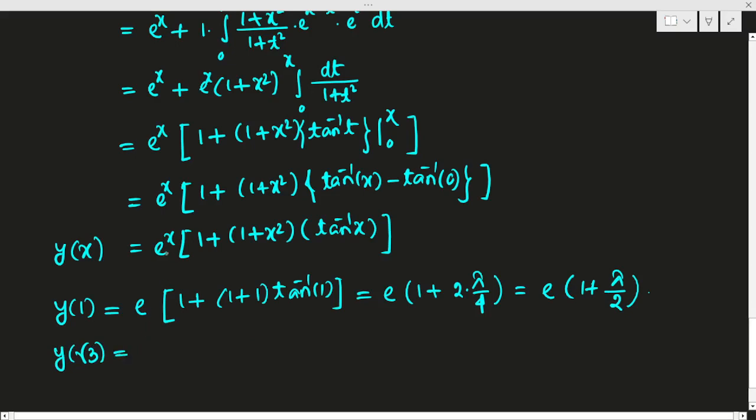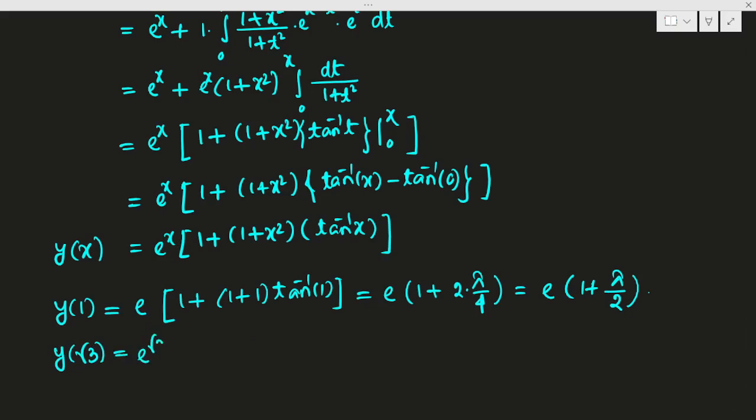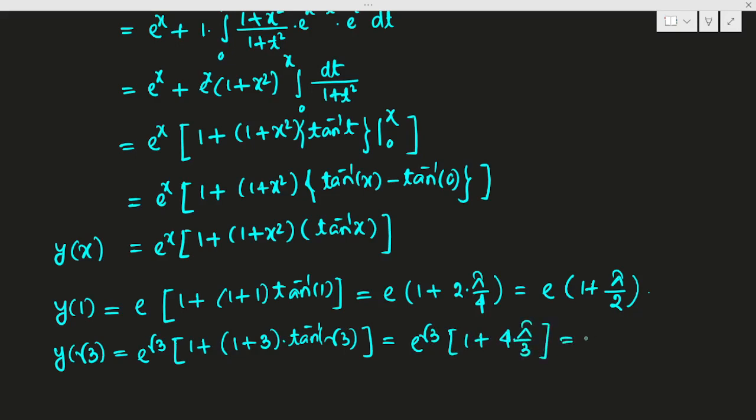And we have to solve when x is equal to root 3. So then what we get when x is equal to root 3? We will get e to the power root 3 into (1 plus root 3 square, that is 1 plus 3) into tan inverse root 3. So finally we get here e to the power root 3 into (1 plus 4) into pi by 3. That is, we can write (1 plus 4 pi by 3) into e to the power root 3.